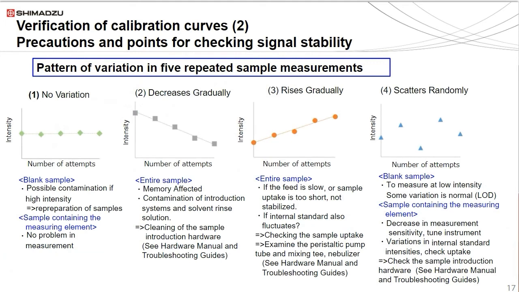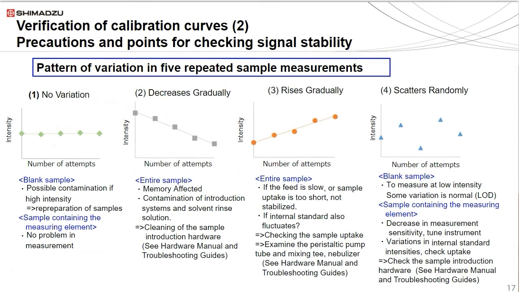Here are some notes on different signal drift situations and their possible causes. Figure 1 shows internal standard signal that is stable between samples. This is ideal and indicates no problem with the sample uptake or instrument performance.